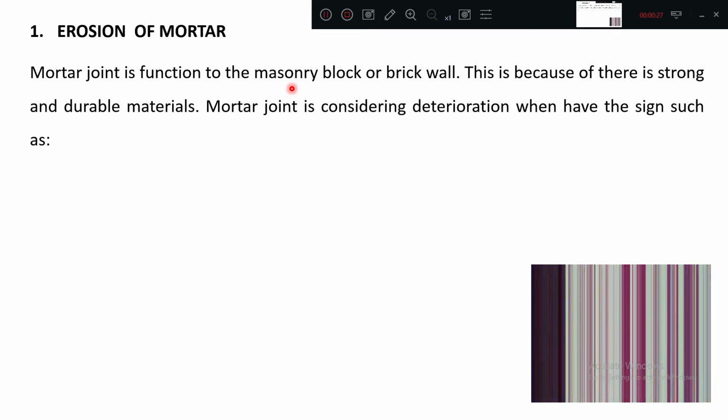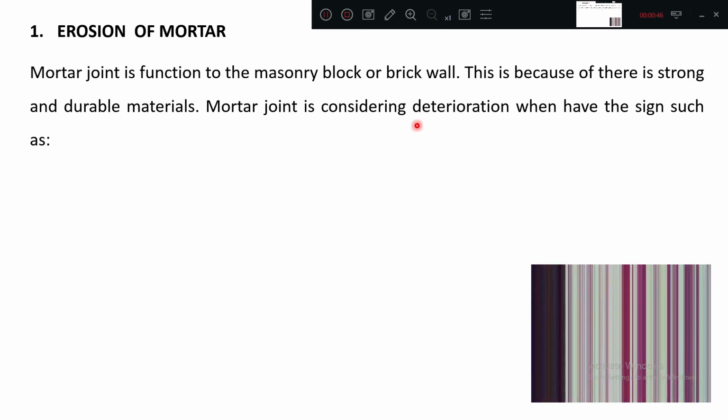Okay, so the mortar joint's function is to bind the masonry block or brick wall. It joins the different brick units or building units into one integral part, because it is a strong and durable material. If the joint strength is more, then it acts as good as one strong, continuous wall itself.